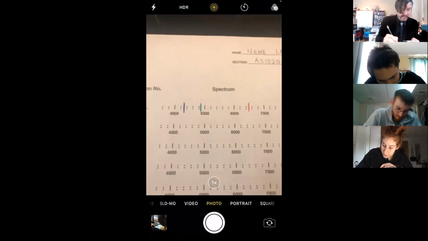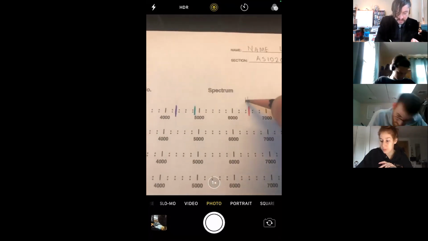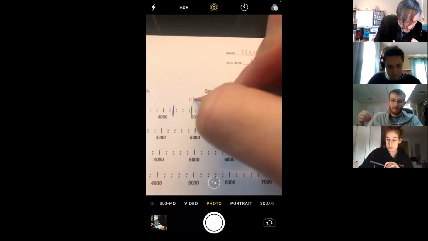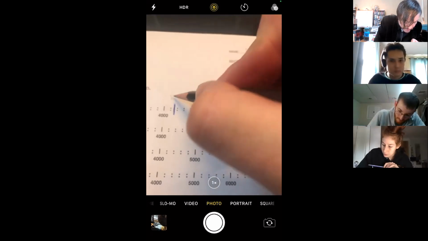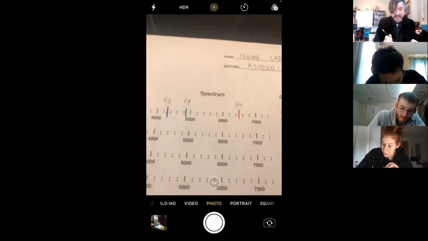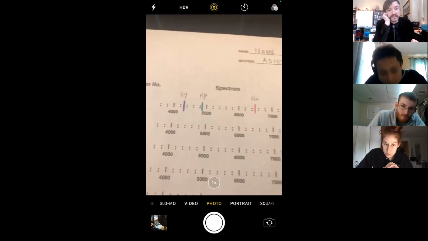Do yourself a favor because I'm going to refer to these very often in our class. This is hydrogen alpha. This is hydrogen beta. And this is hydrogen gamma. I want to be able to refer to those, and I want you guys to know their nicknames, okay? This is the most famous spectrum in all of astronomy.